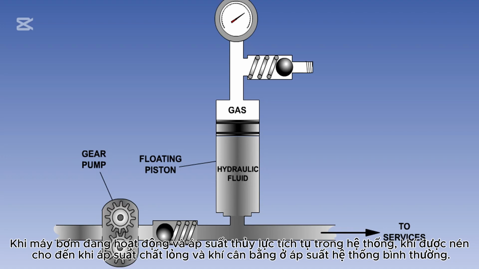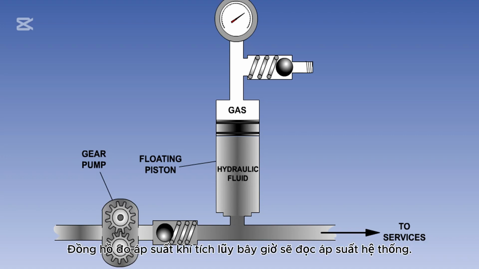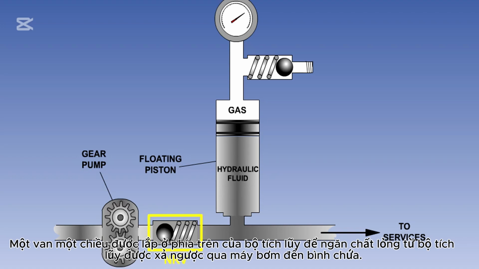When a pump is operating and hydraulic pressure builds up in the system, the gas is compressed until fluid and gas pressure equalize at normal system pressure. At this point, the pump commences to idle, and system pressure is maintained by the accumulator. The accumulator gas pressure gauge will now read system pressure. A non-return valve is fitted upstream of an accumulator in order to prevent fluid from the accumulator being discharged back through the pump to the reservoir.